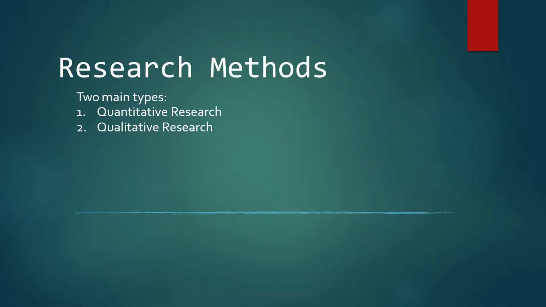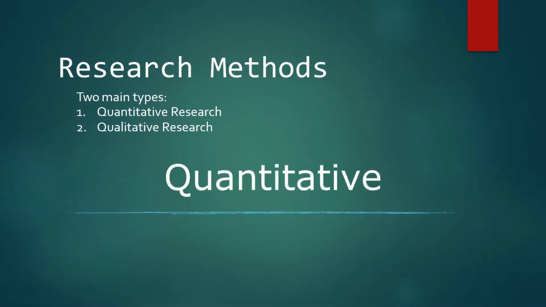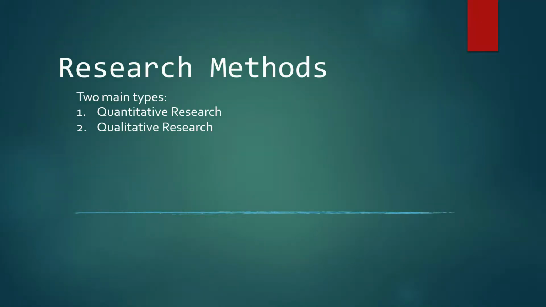So there are really two types of research methods, or two types of analytical methods: quantitative and qualitative. In the next class, we will highlight what qualitative is, but in this course, we're going to be looking mostly at quantitative research or quantitative analysis.